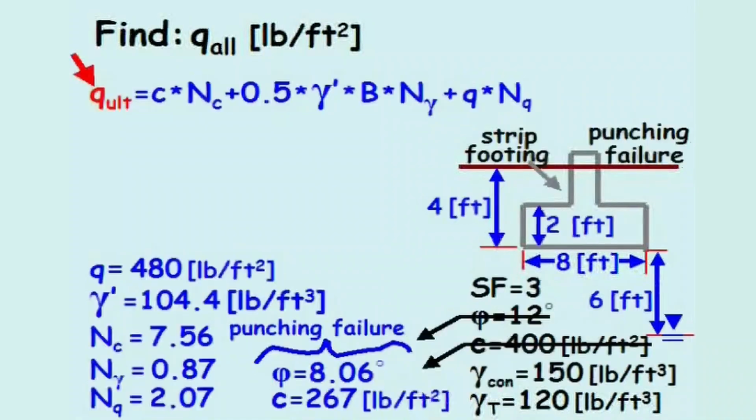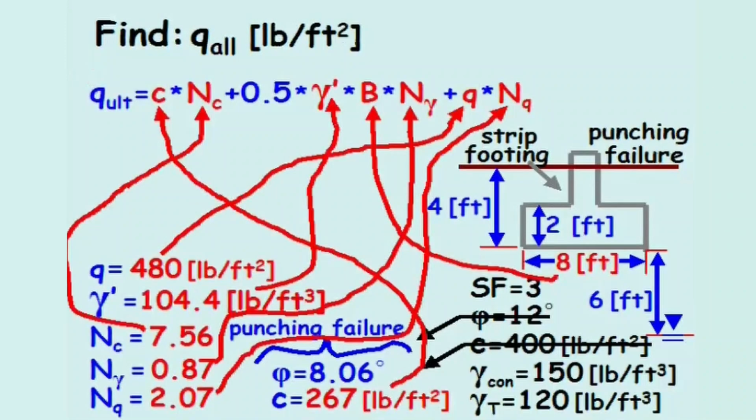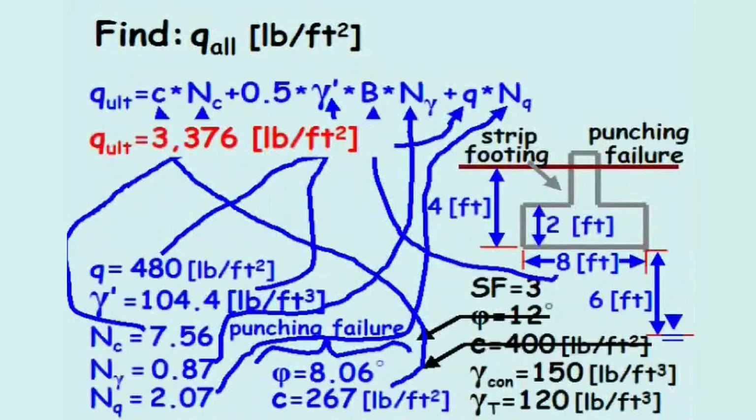We can now solve for the ultimate bearing capacity of the soil. Substituting in the appropriate values, we find the ultimate bearing capacity for a puncture type failure is equal to 3,376 pounds per square feet.